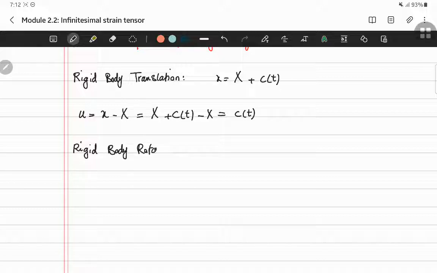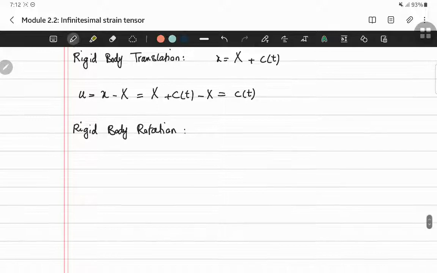Body rotation. For the rotation, we can use x equal to a rotation tensor, or an orthogonal tensor, times capital X. So you have your reference configuration times a rotation tensor, and you get your current configuration.